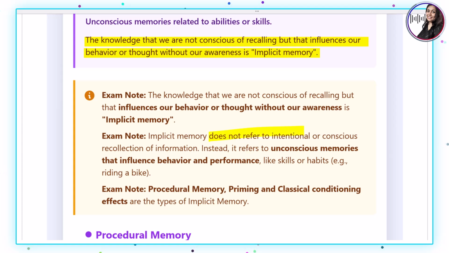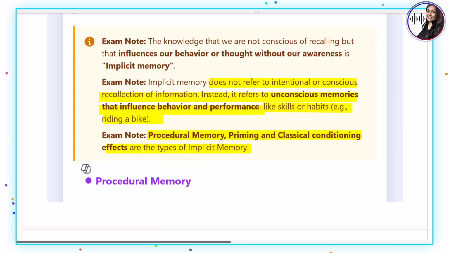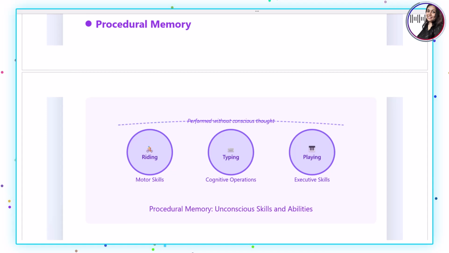Implicit memory does not deal with intentional remembering. Instead, it supports habits, skills, and learned responses such as knowing how to ride a bicycle without thinking about each step. This distinction between conscious and unconscious memory is crucial for conceptual clarity. Several types of memory fall under implicit memory, including procedural memory, priming, and classical conditioning effects, all of which have been highlighted in exams.